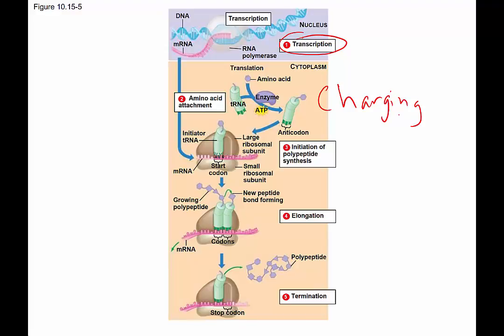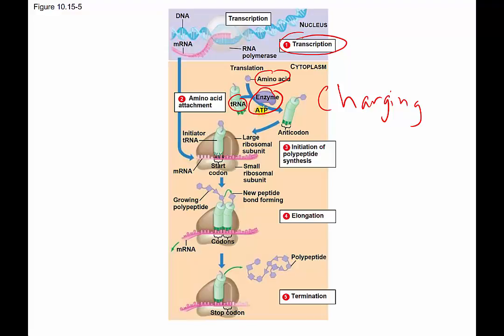So charging is a technical term for the addition of amino acid to the tRNA. As you can imagine, we just have a tRNA by itself. There's an amino acid, and an enzyme plus energy in the form of ATP comes along and binds that amino acid to the tRNA. So that's the process of tRNA charging.